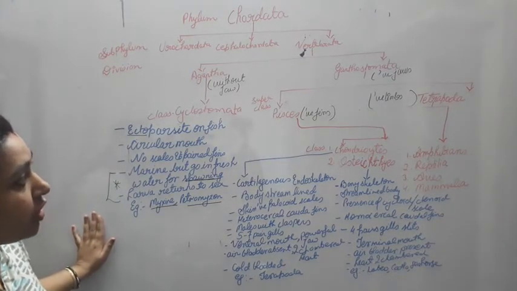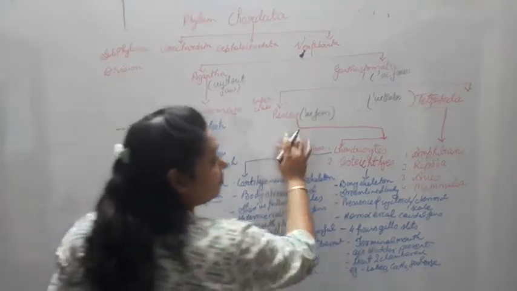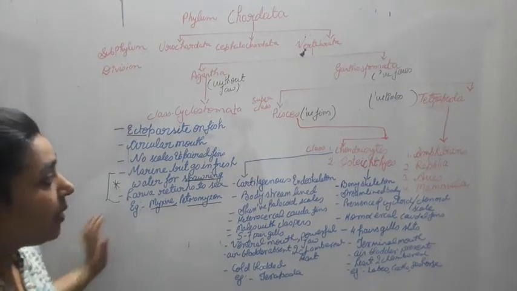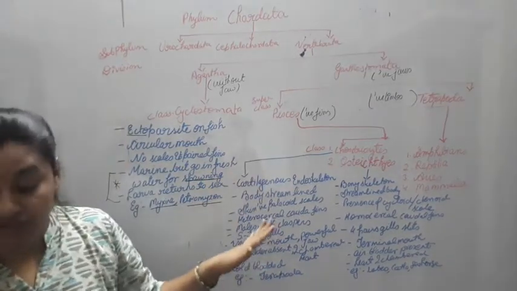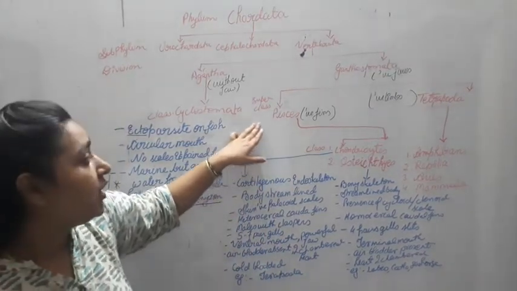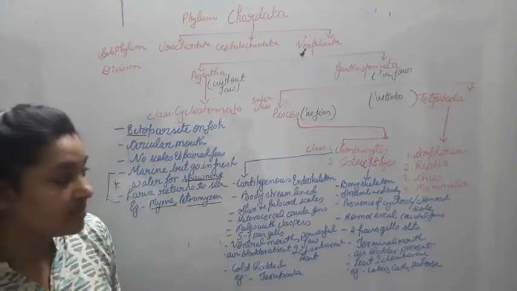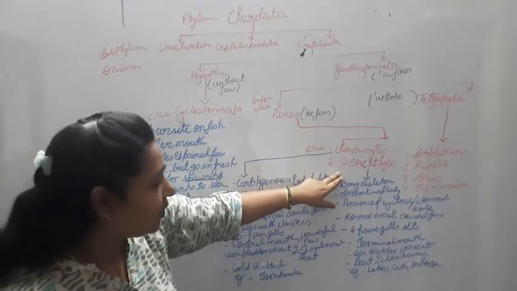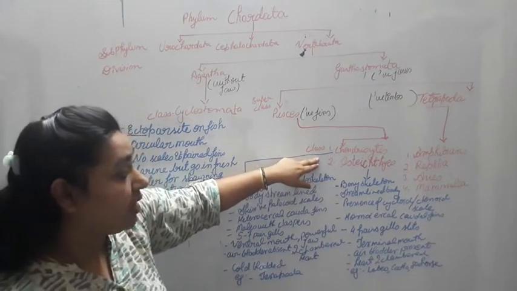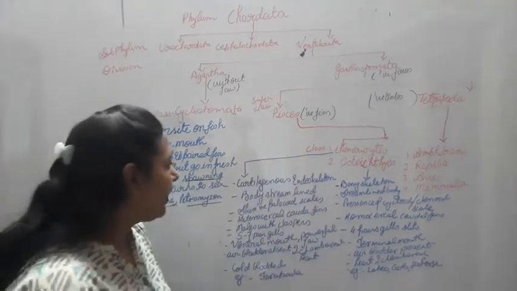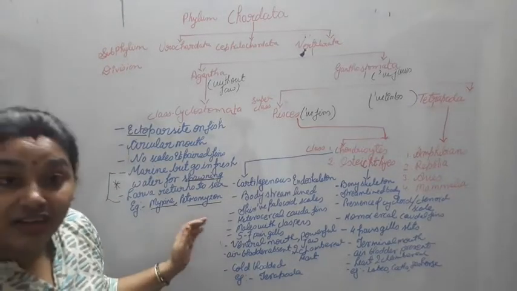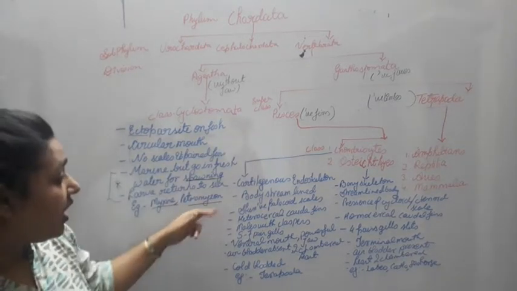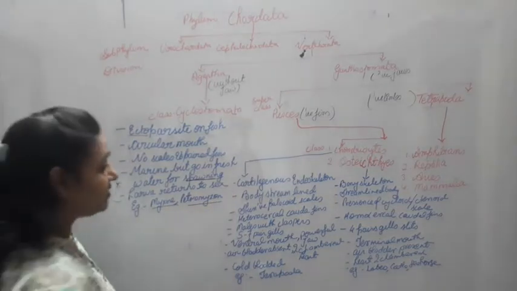Now let us move to the Gnathostomata, which is further divided into Pisces and Tetrapoda. So first we will see about the Pisces. Pisces means the organisms which have fins. Now this is further classified into two different classes. One is Chondrichthyes and the other one is Osteichthyes. So first we are going to read about the Chondrichthyes. This is a class of the superclass Pisces. These Chondrichthyes have a cartilaginous endoskeleton.